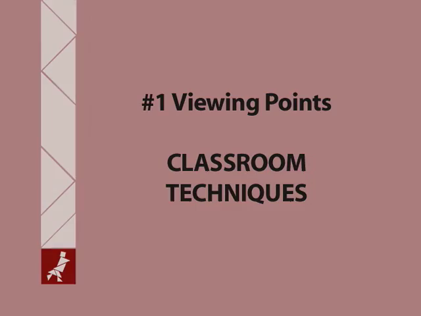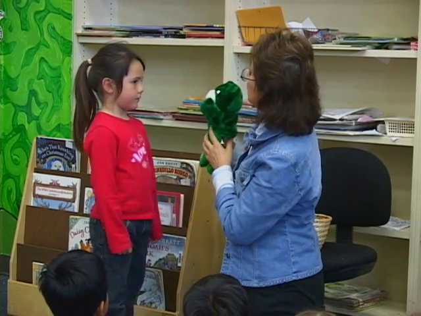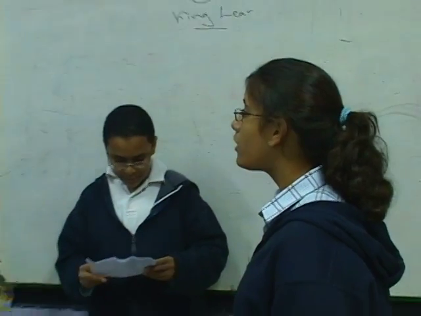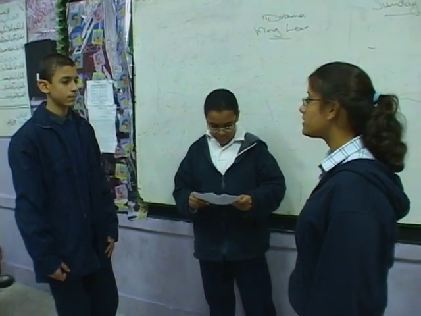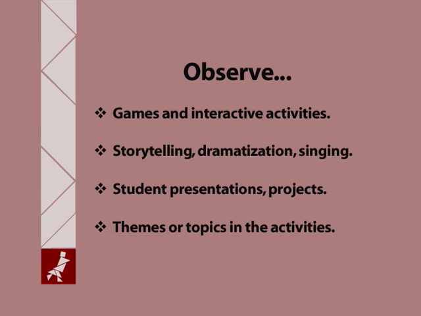Viewing Points, Classroom Techniques. Video segment number 1. You will see several short examples from classrooms that use contextualized language and themes. Look for examples of these kinds of activities: games and interactive activities, storytelling, dramatization, or the acting out of language. This can also involve singing or chanting, and student presentations. Also try to identify the themes or topics in the activities.